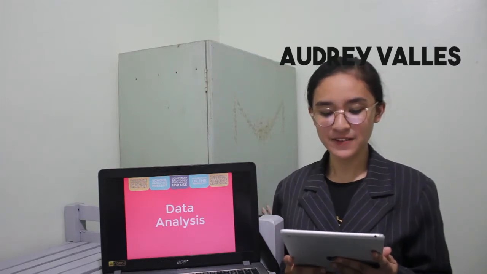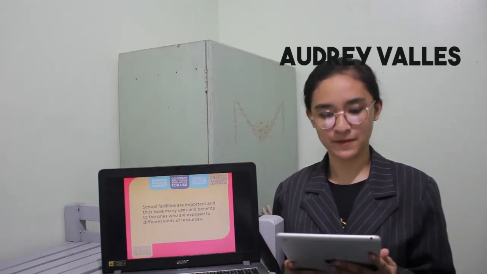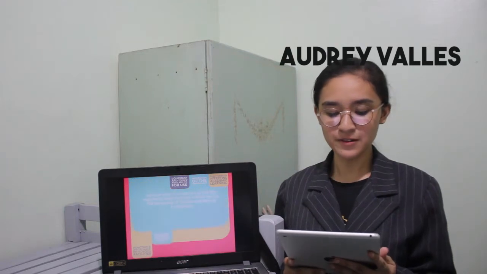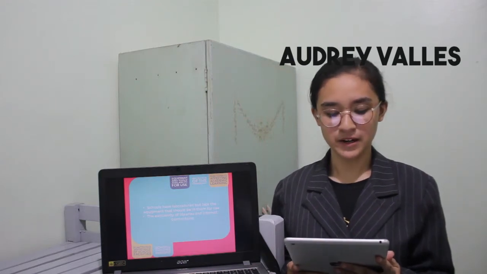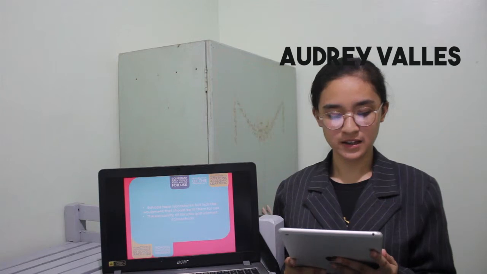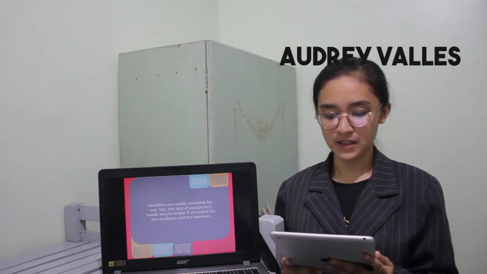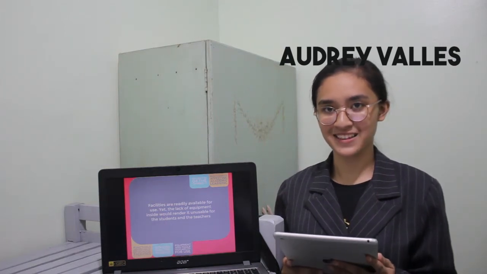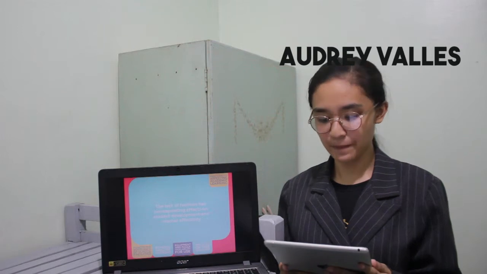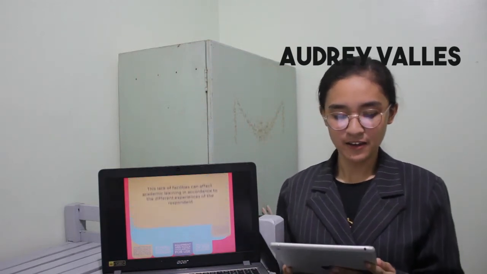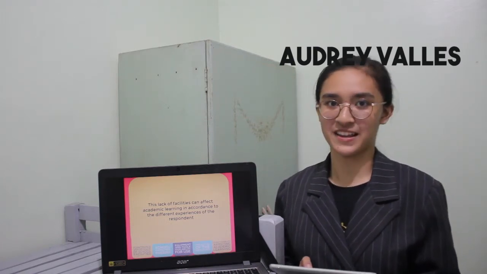For the interview, school facilities are important and thus have many uses and benefits to the ones who are exposed to different kinds of resources. Next, schools have laboratories but lack the equipment that should be in them, like apparatuses and different materials. Also, the exclusivity of libraries and internet connections. Facilities are readily available for use, yet the lack of equipment inside would render them unusable for the students and the teachers. Fourth, the lack of facilities has corresponding effects on student development and teacher effectivity. Lastly, this lack of facilities can affect academic learning in accordance with the different experiences of the respondents.